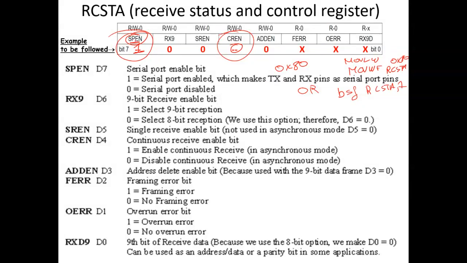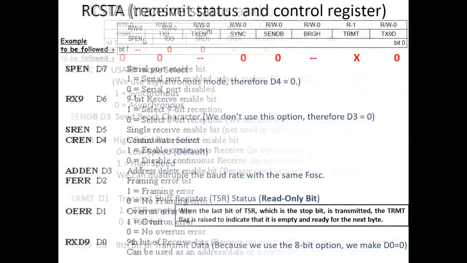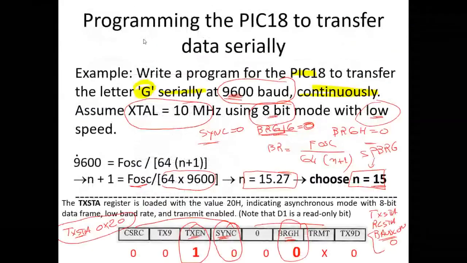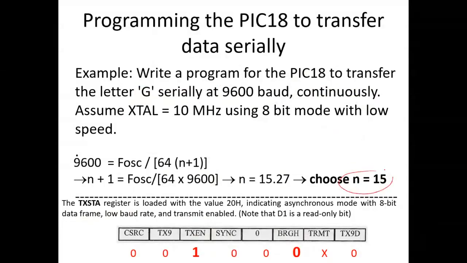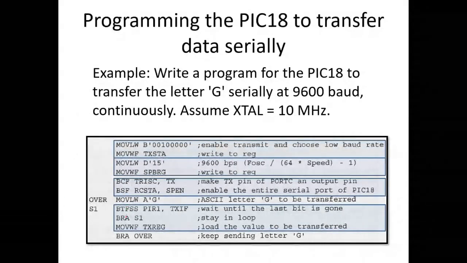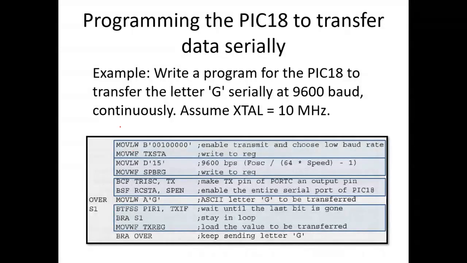Or you can just use serial port enable. Okay, so we have done the configuration. For the configuration, first of all, we found the value of M. Then we have to give the value of the TX status. We have to give the value of the RC status, and we know the value of the protocol, which is 0. Once we have done the configuration, the rest will be very easy.